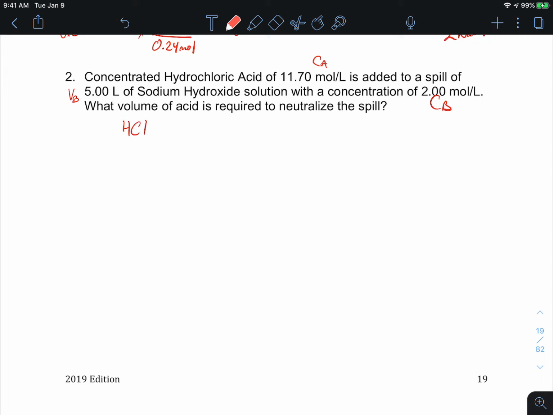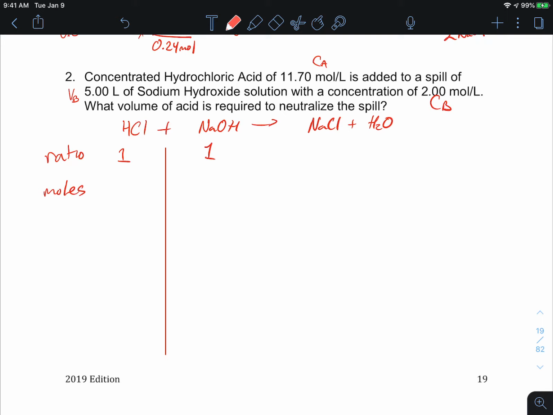So here we have HCl plus NaOH gives us NaCl plus H2O. So this one is a 1:1 ratio. So I'm going to just kind of split them up. I have a 1:1 ratio. So that's my ratio. I'm going to do my moles here. In the end, I'm looking for volume. So I usually leave whatever I'm looking for at the bottom of my table, and then I put the middle one as concentration.